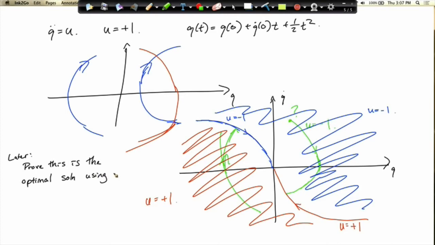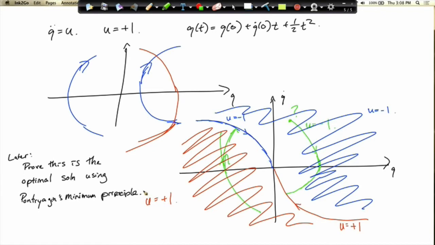Using some of the tools like Pontryagin's minimum principle. But for today, I want you to just believe in your gut that that's optimal, because that makes sense physically, right? And I want to convince you that that can emerge beautifully out of a simple algorithm, right?